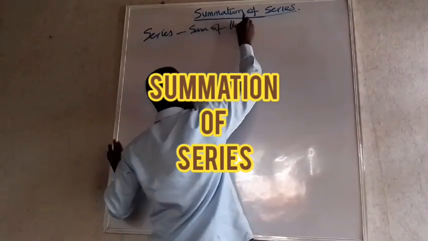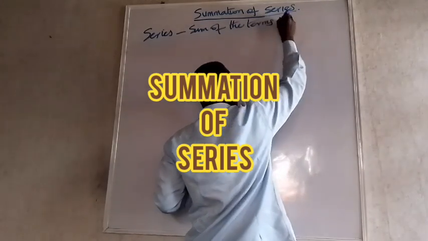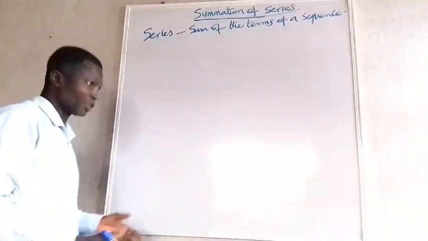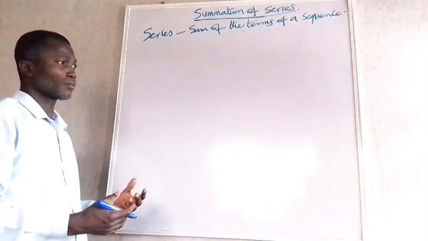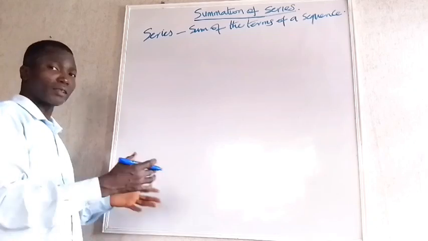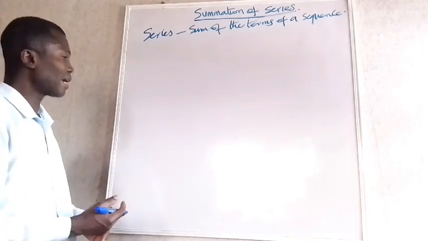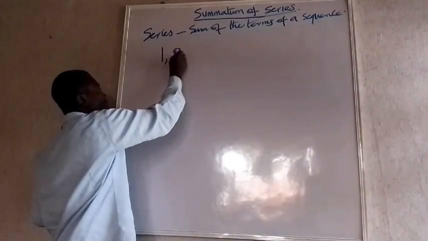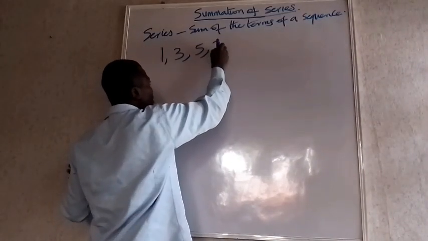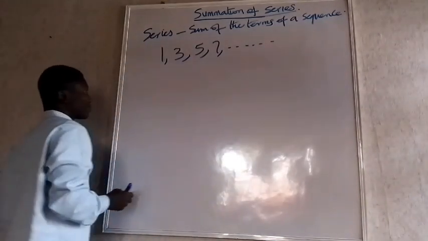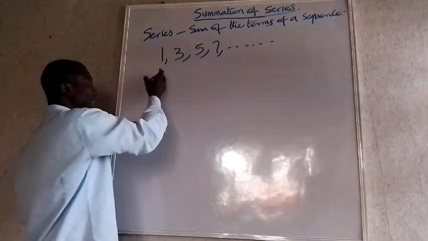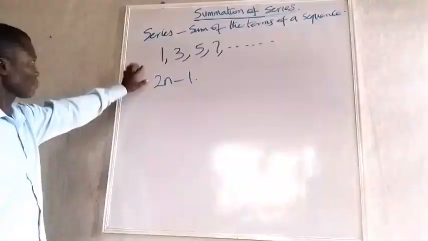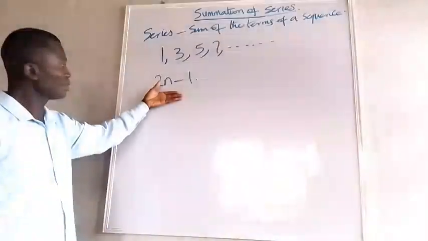Sum of the terms of a sequence. We all know what sequences are. A sequence can be described as an arrangement of numbers under specified rules. Like if I have arrangements like this: 1, 3, 5, 7, like that. I can define this, describe this, as 2n minus 1. Under these rules, this one will obey.